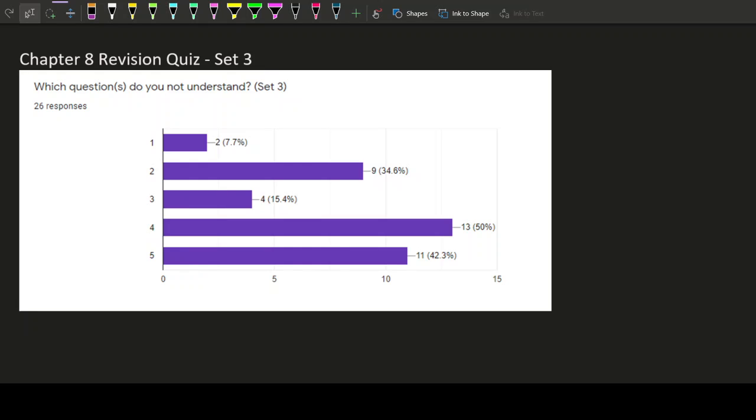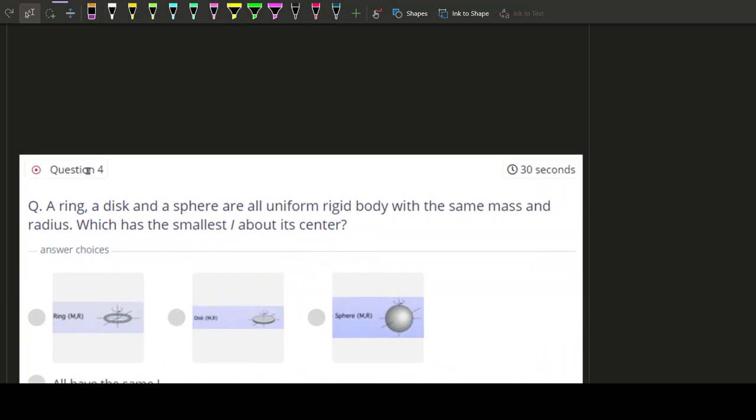Hi everyone, so this is a review for Chapter 8 revision quiz on Set 3. There are 26 responses. We discussed question 4 and question 5. More than 10 people requested help for these two questions, so let's look at the first question.